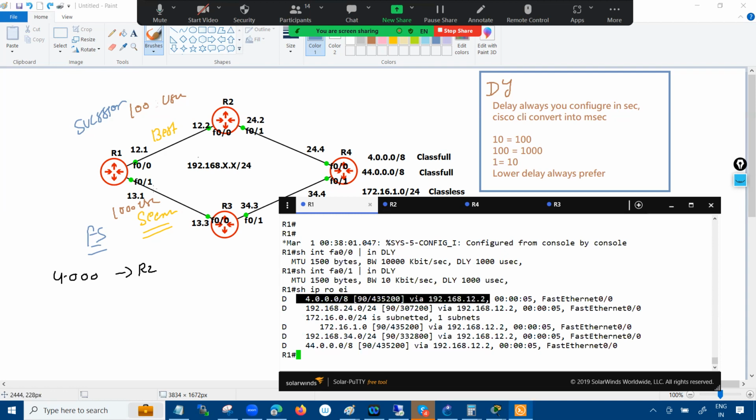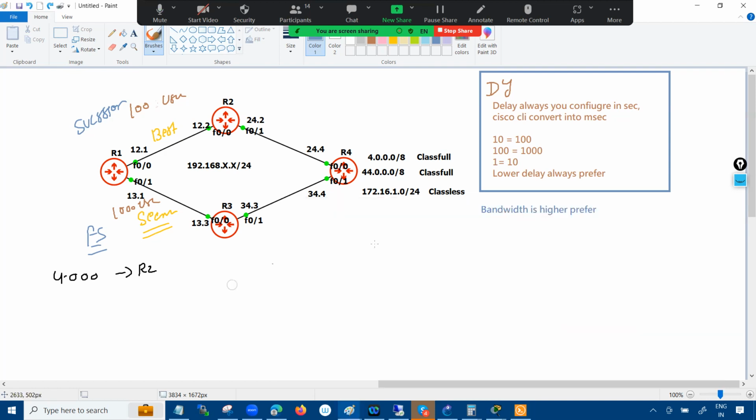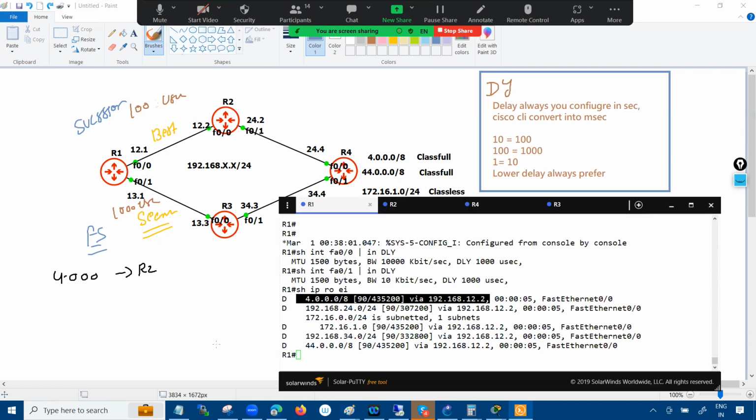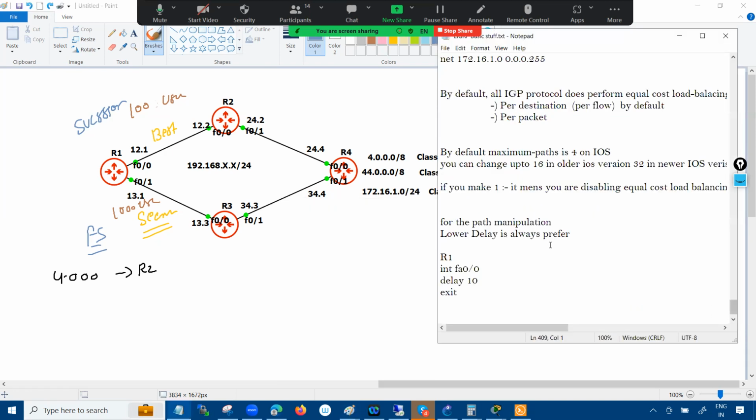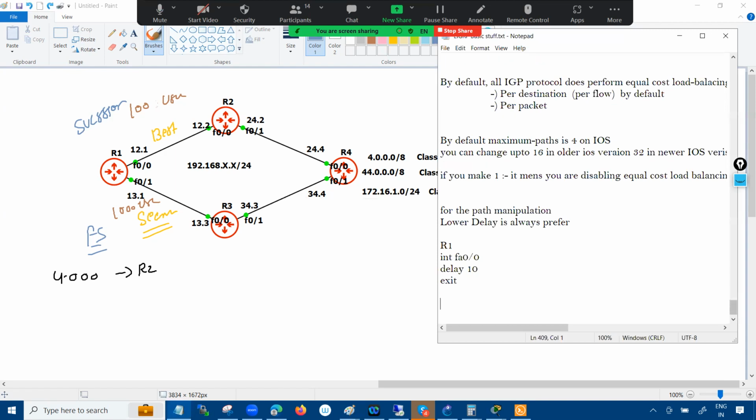The path that you don't pick, just make that a lower one. So if you want to manipulate the path based on bandwidth, then lower the bandwidth.